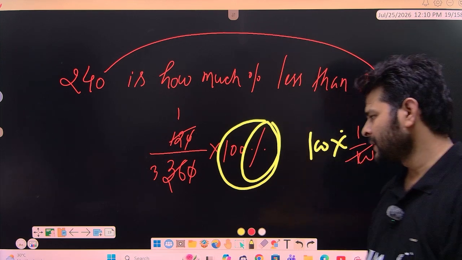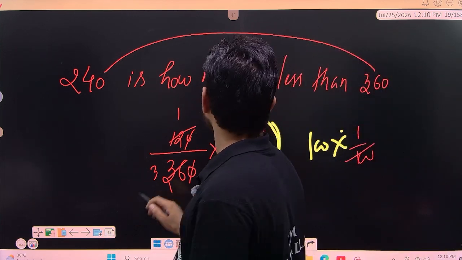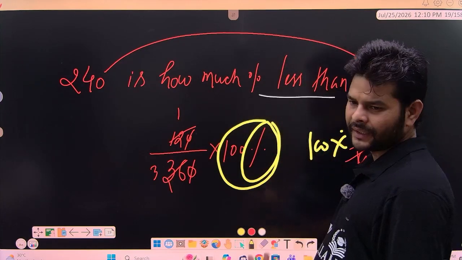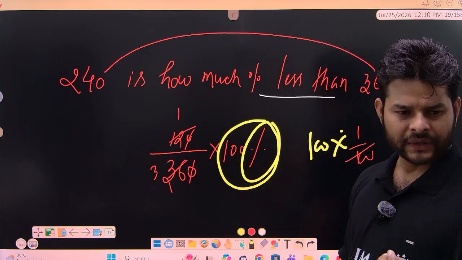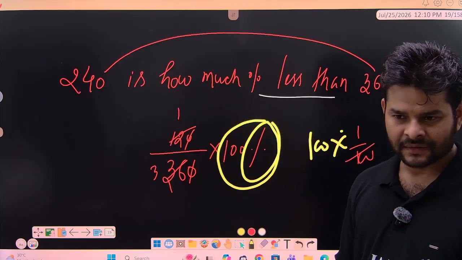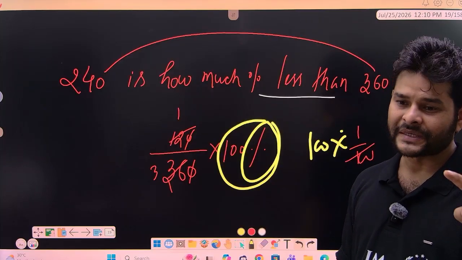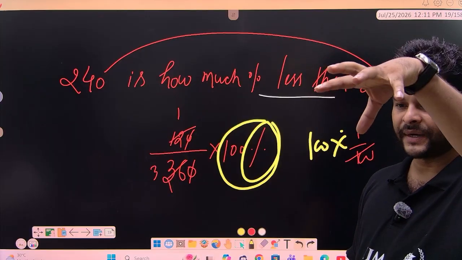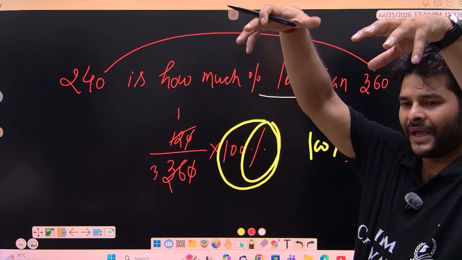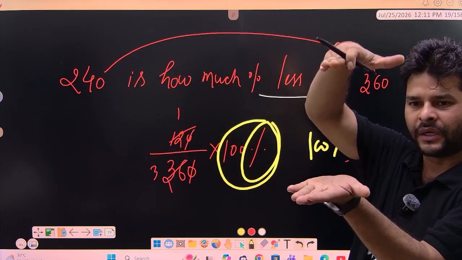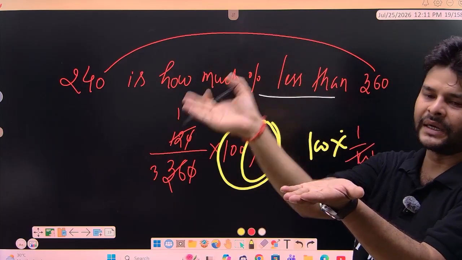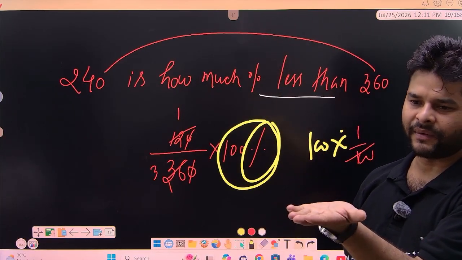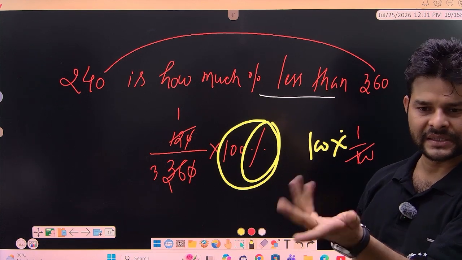Now again, if I ask you, not less than, but greater than. The language of the question may change, but the theme, or basically the concept of the question, is not going to change. What is the basic concept? The value which we are comparing, we need to put in the denominator, and the difference between both the values in the numerator, and just multiply by 100 and simplify.